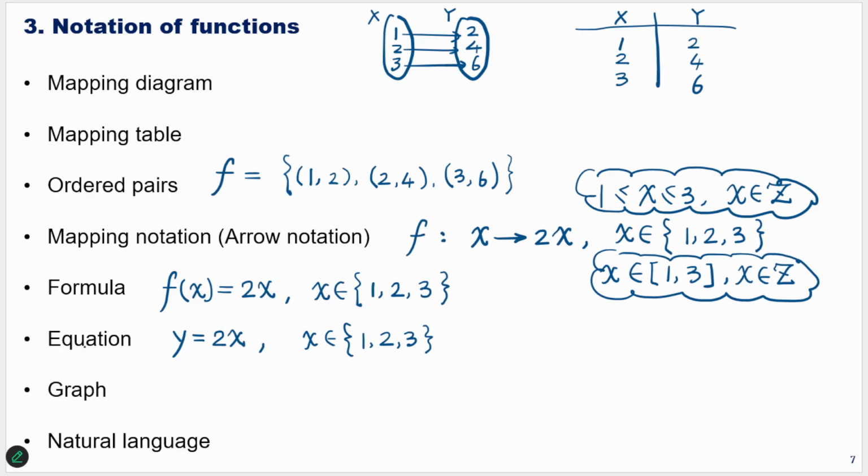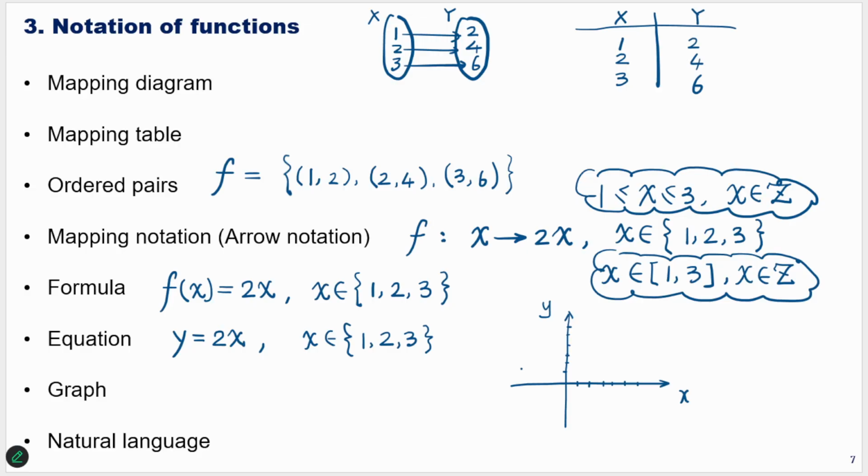Okay, next, graph. So we could also use a graph to express a function. In this example, there are only 3 points on that function, right? We'll use the x-axis to denote the input, and the y-axis, the vertical axis, to denote the output. So we have 1, 2, 3, 4, 5, 6, and 1, 2, 3, 4, 5, 6.